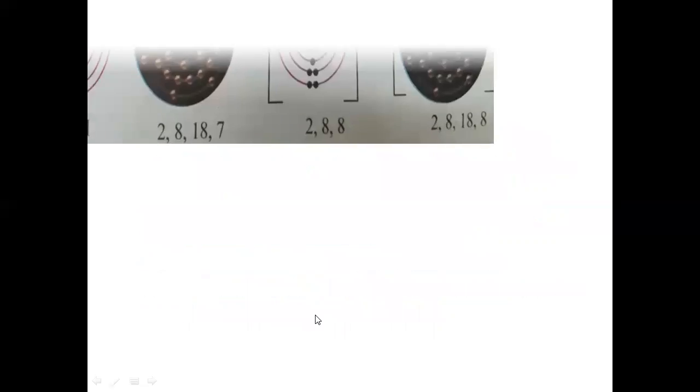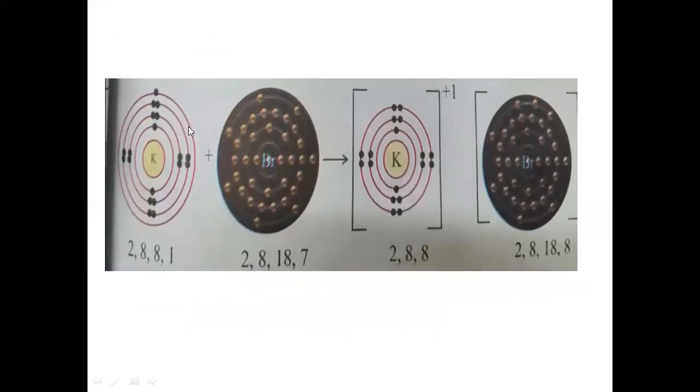The electron dot and cross structure for potassium bromide: potassium has 2, 8, 8, 1, so 1 electron in the outermost shell. Bromine has 2, 8, 18 and 7 electrons in the outermost shell. So potassium loses this electron and will form a monovalent cation, and bromine will gain 1 electron and will form a monovalent anion.